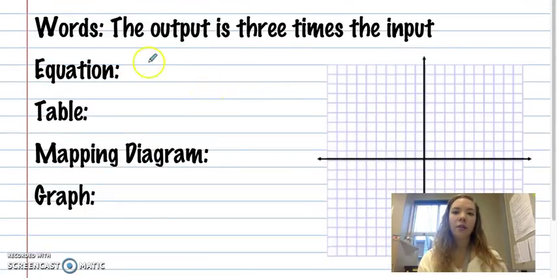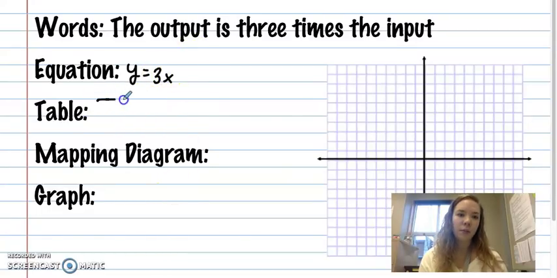The output is 3 times the input, so that's y is equal to 3 times x. And when they're right next to each other like this, that means multiplication. So you can put the dot in the middle, you can put parentheses, but we know that this means multiplication. All right, so let's make a table. I'm going to choose -1, 0, and 1 again.